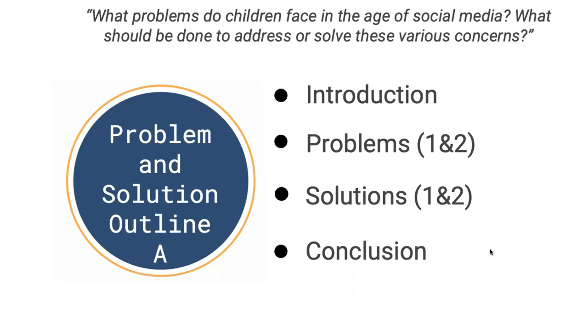We're going to start with outline A, and I'll just call your attention to the question here. It says, what problems do children face in the age of social media? What should be done to address or solve these various concerns? So this is clear in that it says problems, solve, and it's clear that we have to write a problem solution essay. This is actually one of the clearest problem and solution writing prompts that I've seen. Usually they're a bit trickier. So this is a very clear outline. I would suggest coming up with two problems and two solutions just to fulfill your 250 word minimum.